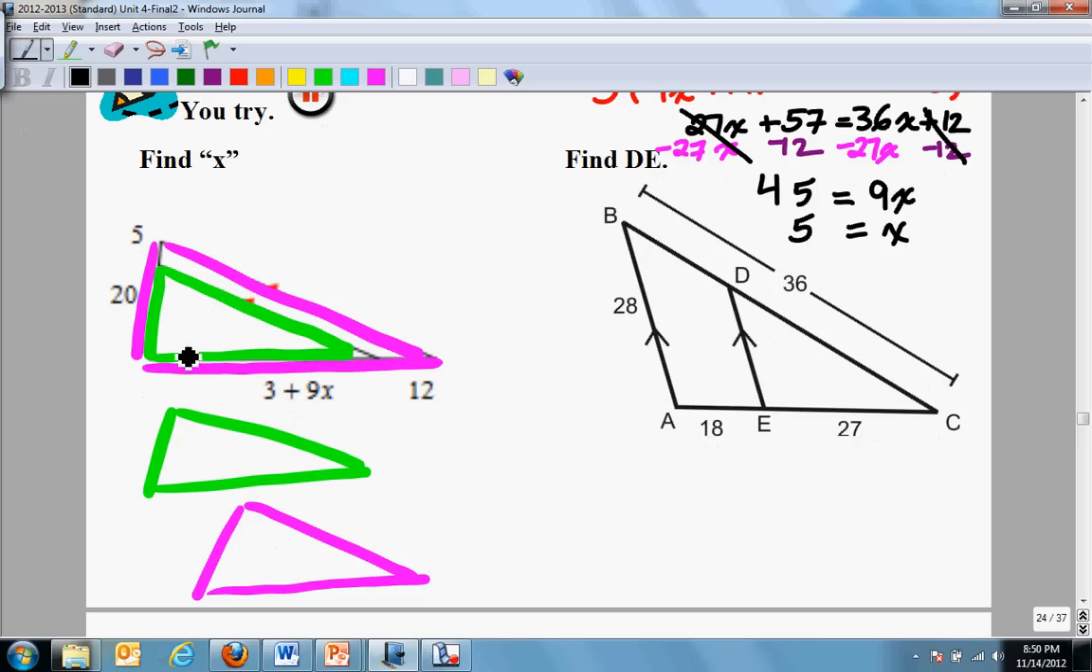And in this case, we have the green, this is 20, and then the pink is going to be 5 plus 20, so that's 25, and then the green is 3 plus 9x, and then the pink is 3 plus 9x plus 12, so we're going to go 12 plus 3 is 15, so I'm going to get 9x plus 15.